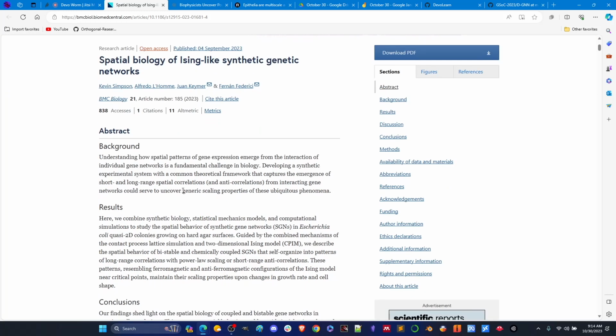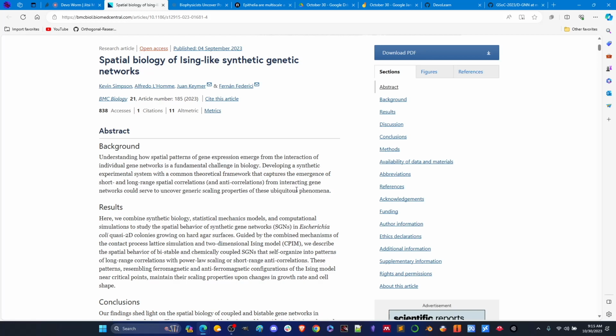What they're trying to do here is understand how spatial patterns of gene expression emerge from the interaction of individual gene networks. In a bacterial culture, you might have a spiral pattern, and the cells are expressing things differently depending on where they are in the colony. So the question is how do they coordinate their gene expression or gene regulatory networks to do that? They've developed a synthetic experimental system. So you have an E.